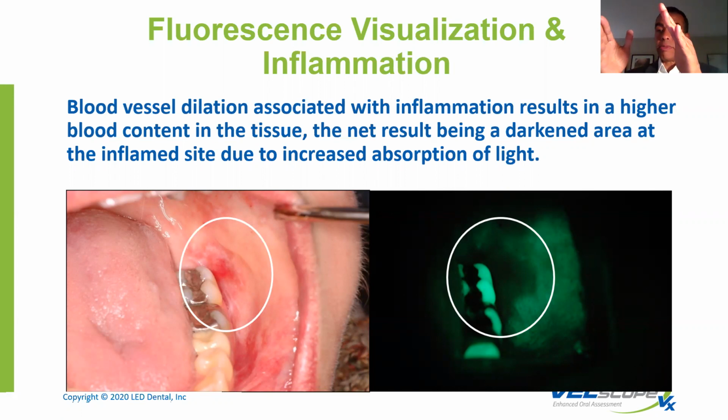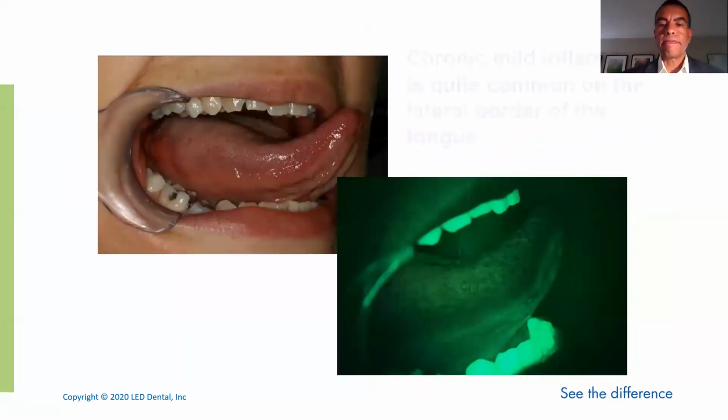So if we don't have a basement membrane, all we're seeing is blood-filled stroma. So ulcerations, wounds, cuts, things that would have been caused by trauma, for instance, that have exposed that stroma, it's just going to show up as dark under VELscope. So make sure you follow your normal clinical protocols. And again, better safe than sorry if you're just not sure what the lesion could be.